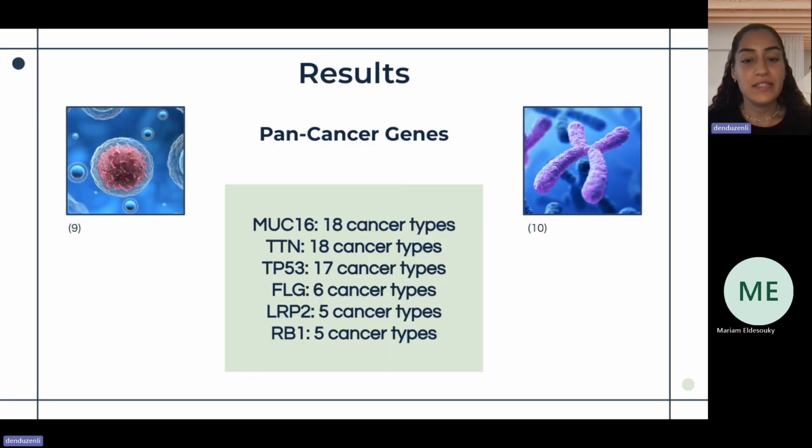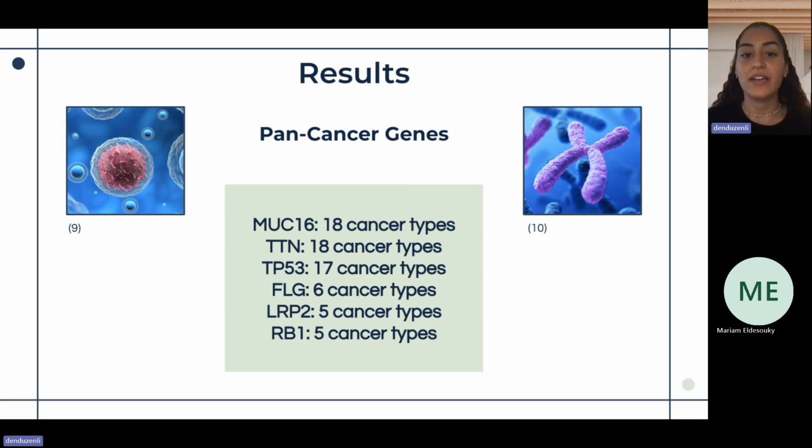From all of these results, I was able to create a list of the top 50 pan-cancer genes, so the ones that are found in the most number of cancer types. Here, I've included the top 3 and bottom 3 from the list, just to provide a little insight for both sides. MUC16 and TTN were at the top of the list. They were both found in 18 cancer types each, and this is not very surprising looking at the results from the plots that I just presented.